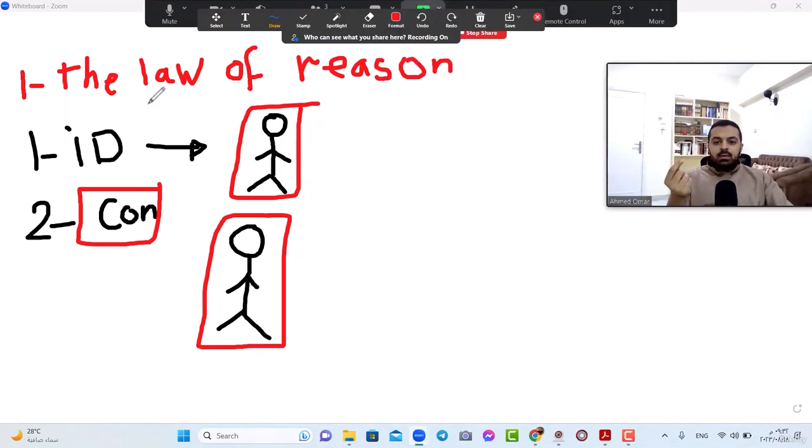So we have the law of reason, a big law. And if you examined any science like physics, chemistry, medicine, programming, anything, you will not see one of the sciences all over the world that can say, no, the law of identity doesn't work in my field, or the contradiction doesn't work in my field. So this is the first thing.